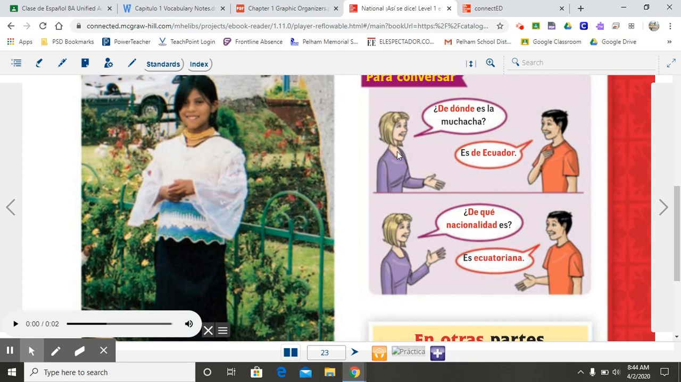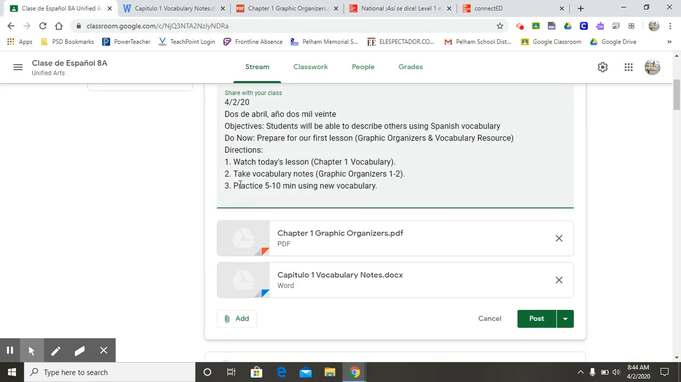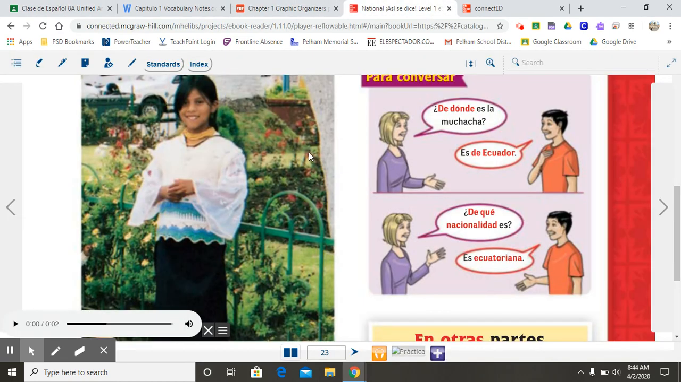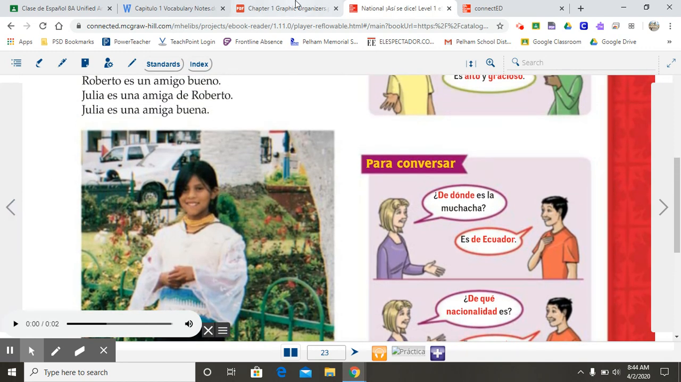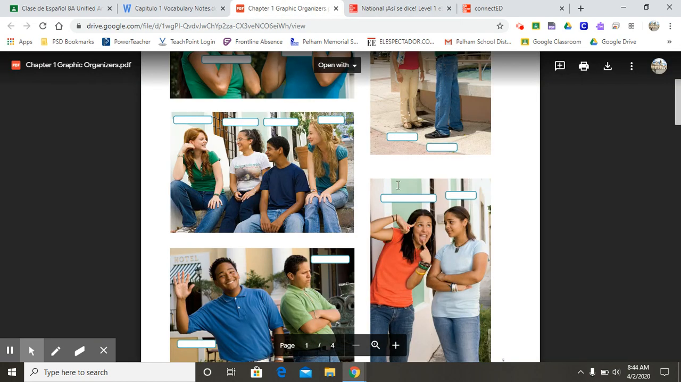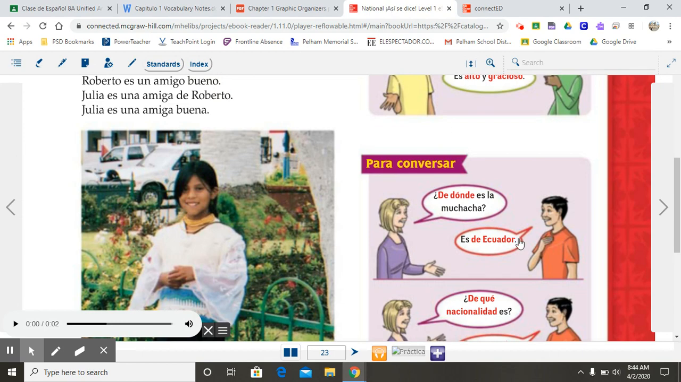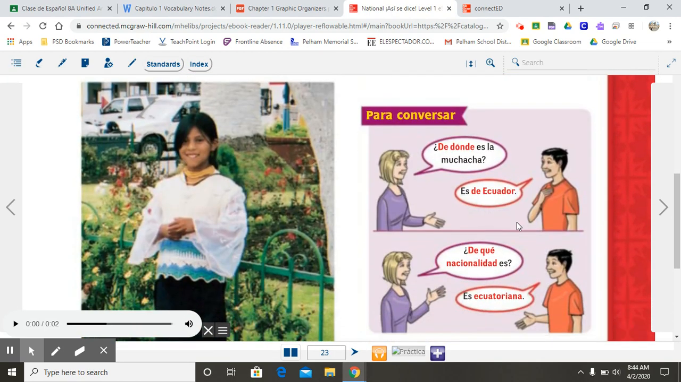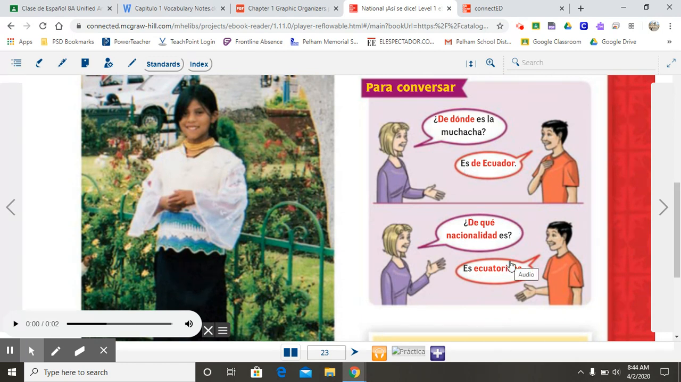Now, this is the other conversation piece I would like you to practice. So when it says practice here, practice 5 to 10 minutes using new vocabulary, what I'm expecting you to be doing is trying to practice using the words that we just went over, the ones that go on this page. And then I want you to try to use the conversation with somebody. All right. So this conversation and this conversation.